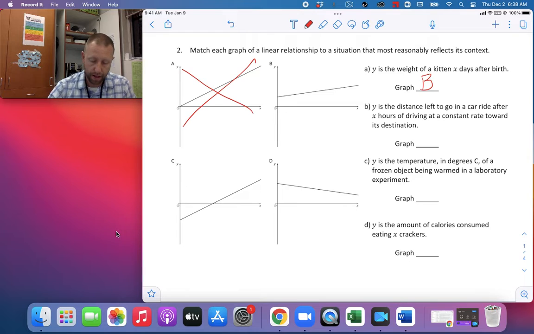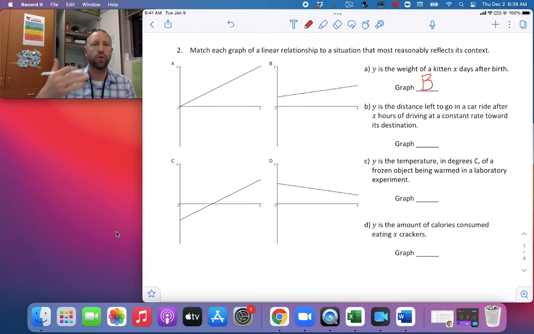right? For the next problem, it says, y is the distance left to go on a car ride after x hours of driving at a constant rate toward its destination. So if you're going toward your destination, that means your distance is getting smaller, right? If you're going towards something, how far you are away from it gets shorter and shorter and shorter. So that number goes down. And the only graph that's going down from left to right is D.